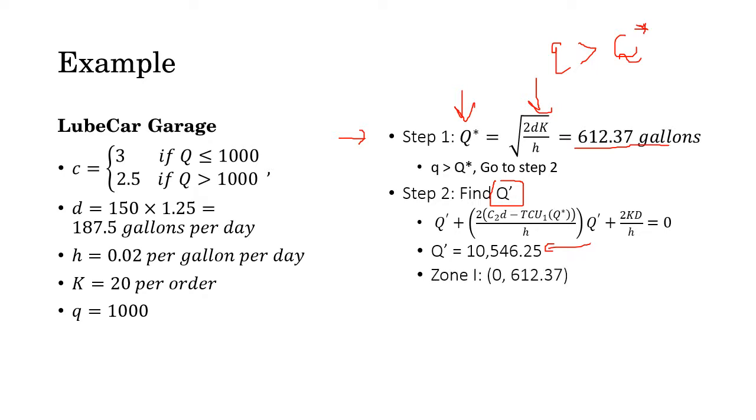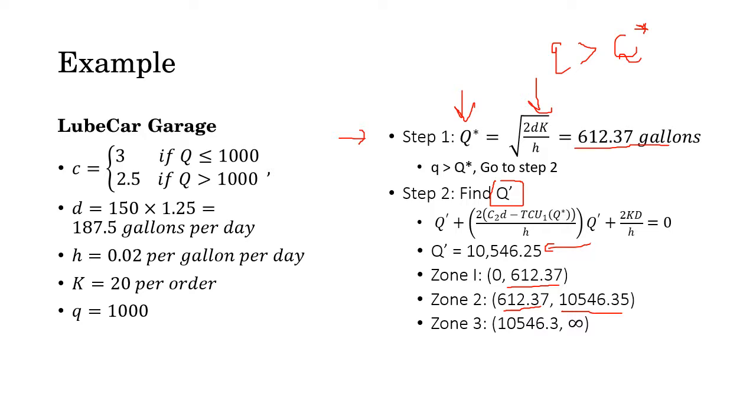Then we define three zones based upon the data that we have so far. Zone 1 is from 0 on the Q axis to Q star, the EOQ, which is 612.37 gallons. Zone 2 is from Q star to Q prime, which is from 612.37 gallons to 10,546.3. And finally, zone 3 is from 10,546.3 to infinity, or Q prime to infinity.